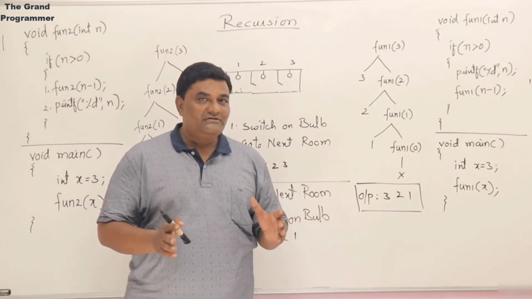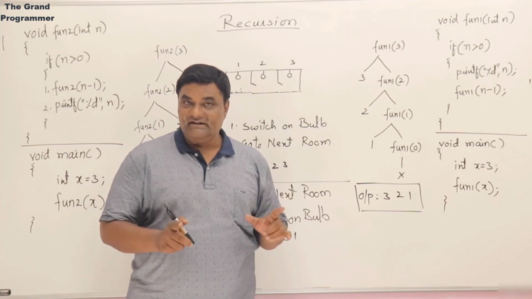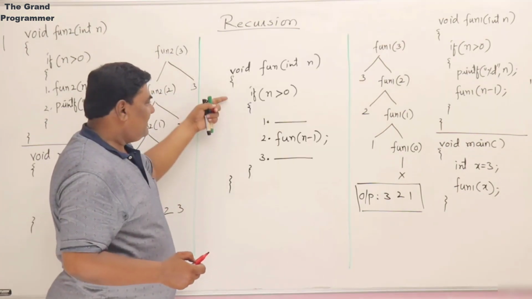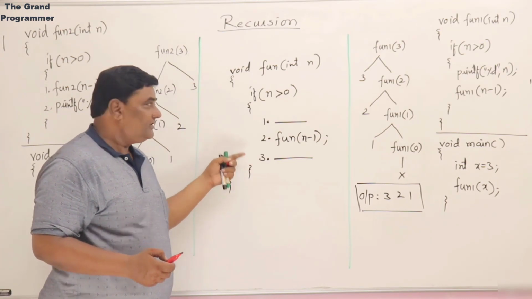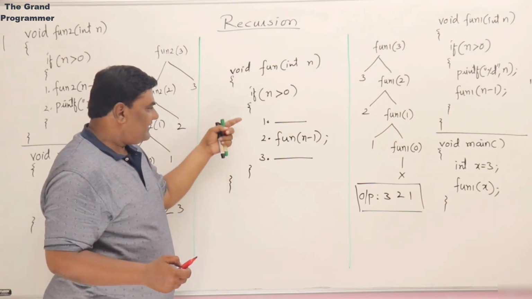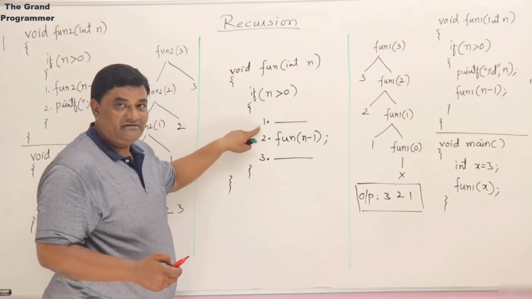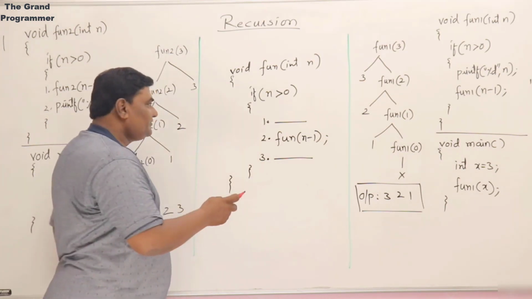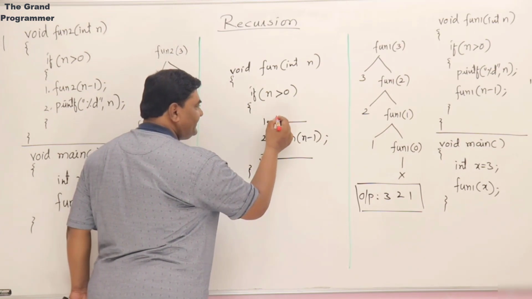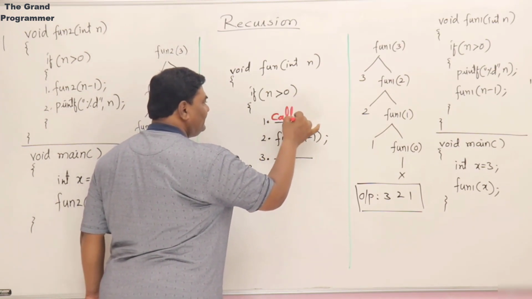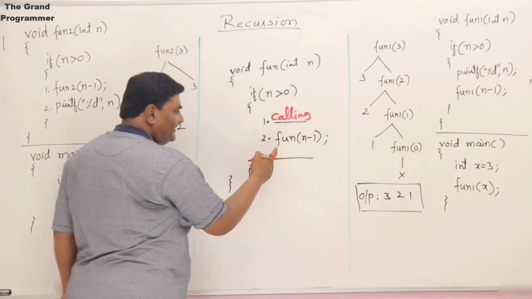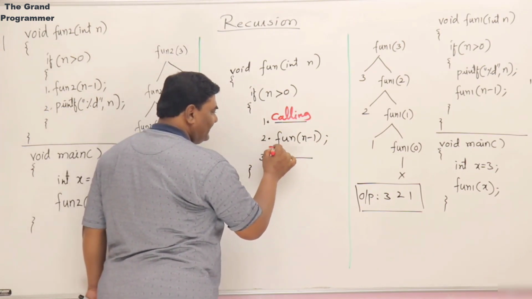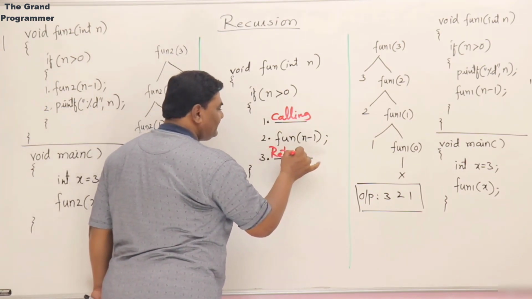Now I'll write the general form of a recursive function once again and show you. Here I have a recursive function. It is calling itself. There are three statements. First statement, there is something, and then it is calling itself, and there is one more statement. So the question is, when will each statement execute? This one will execute at calling time. And this statement will execute at returning time.